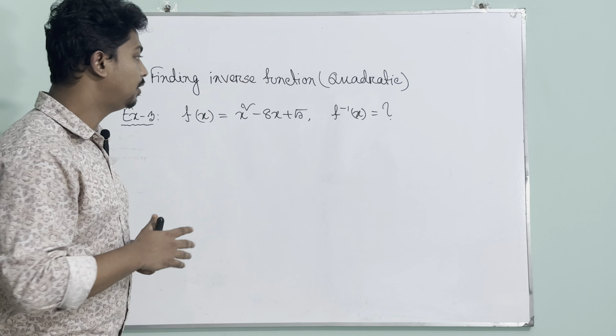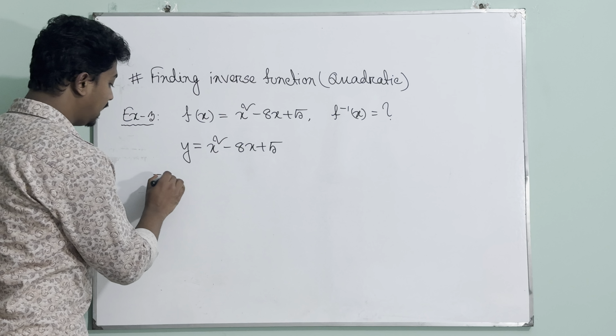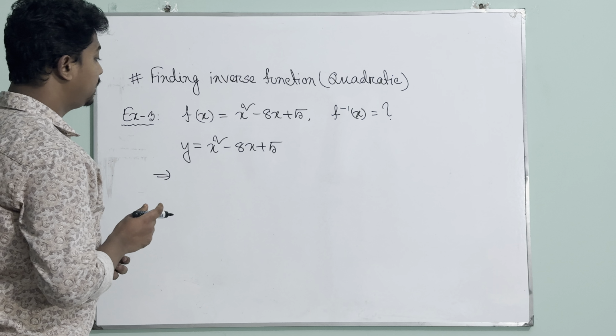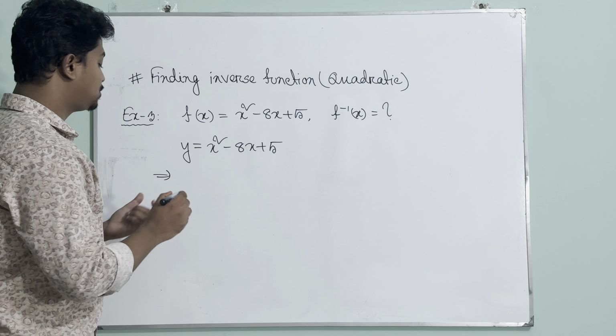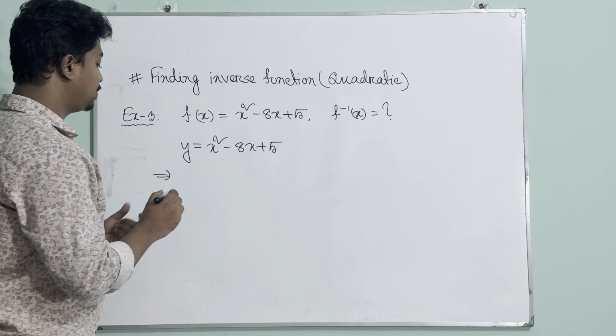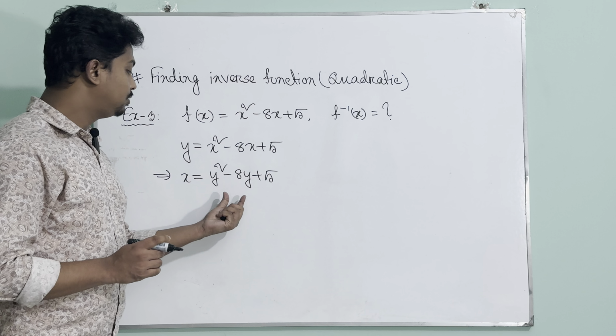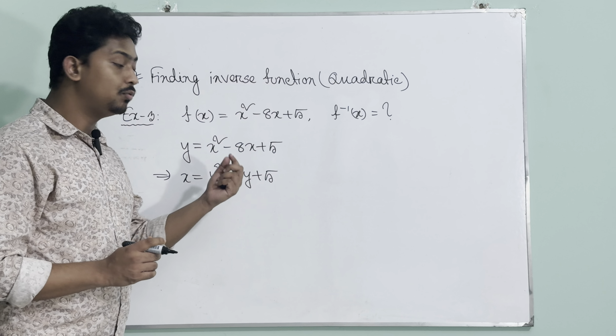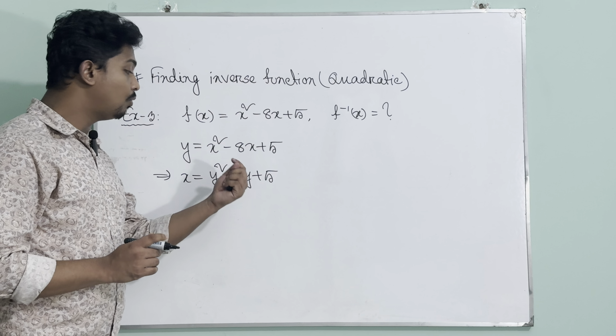Let's assign a variable y, then we can just follow the first step like that, y equals x squared minus 8x plus 5. Okay, now as we did earlier, we need to interchange x and y. Let's do it. So x equals y squared minus 8y plus 5. Now we cannot make y the subject of this equation that easily. So what can we do? We can do completing the square and bring just one variable in there.